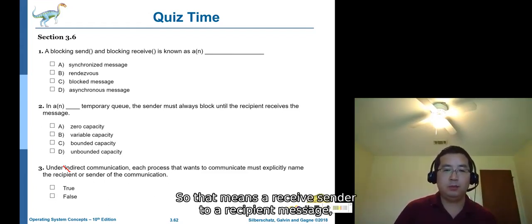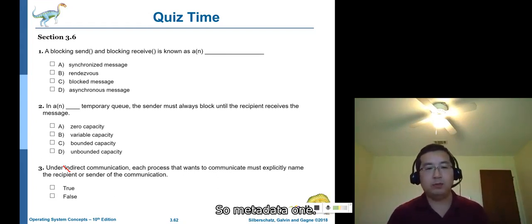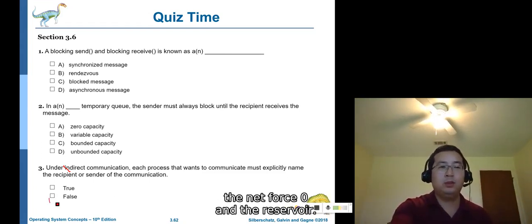So that means send a message to recipient A, or receive a message from B. Like that one. So this is direct. For indirect, we don't need to do that. So it's false, zero capacity, and rendezvous. Okay.